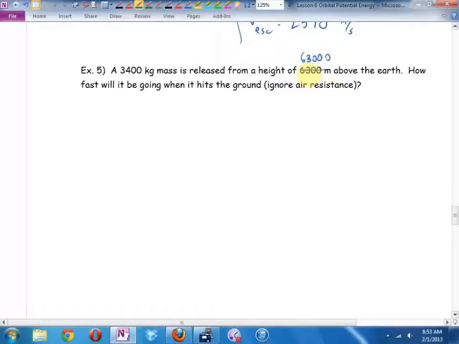Is this question asking for work? No. Is there a change in height? Is there a change in speed? This is a job for conservation of energy. Not plus heat, because it says ignore air resistance. Am I going to be able to use mgh here? I think I'm going to have to use the cosmic potential energy. It says it's released from a height, so I think we can assume we're starting from rest.